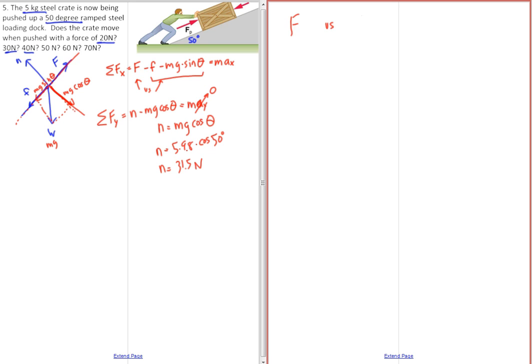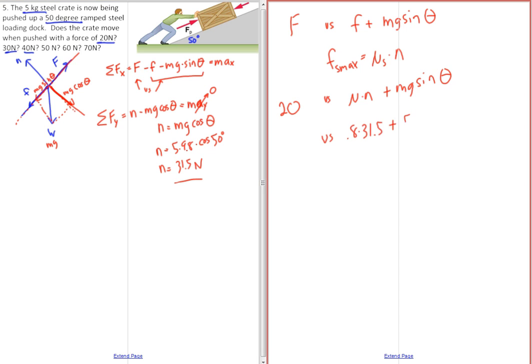So what we're going to do is compare the big F versus the friction force and the weight force, which is counteracting it. If you remember, the maximum static friction force we're going to get is mu times n. So we're going to combine these two and compare that with 20 first of all. So 0.8 times the 31.5 plus the 5 times 9.8 times the sine of 50, and this is the one that I get wrong. We'll fix it here in a second.